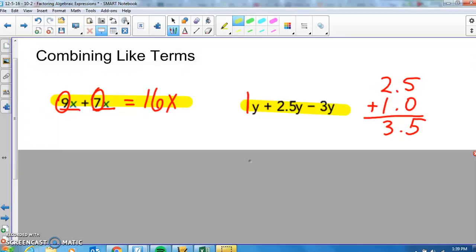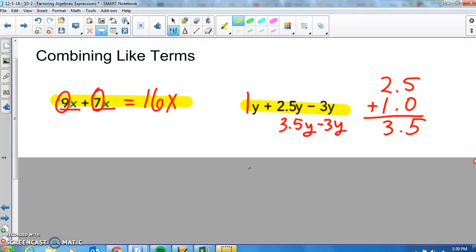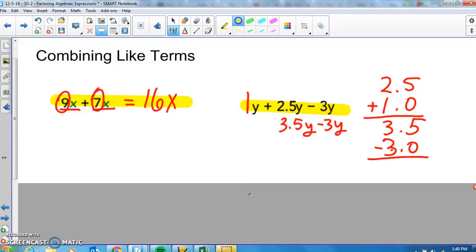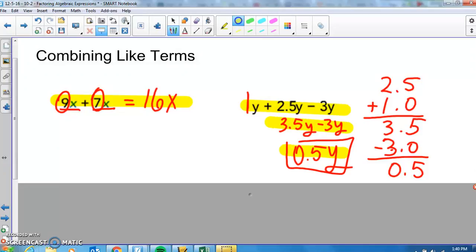Now I also have that minus 3y. So I'm just taking this in steps. I'm going to subtract 3 from it. So I've got to line up my decimals the correct way, bring down the 5. 3 minus 3 is 0. So that gives me 0.5y. Again, over here on the right is where I show my work. I know some of you may need to show your work, some of you may not need to show your work.